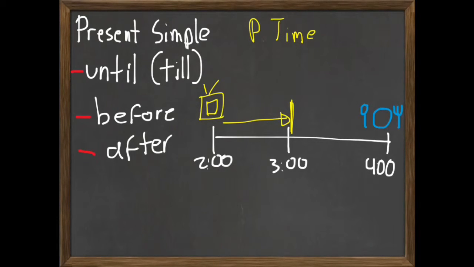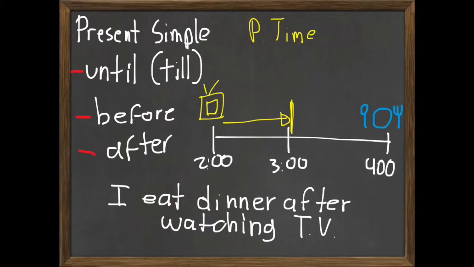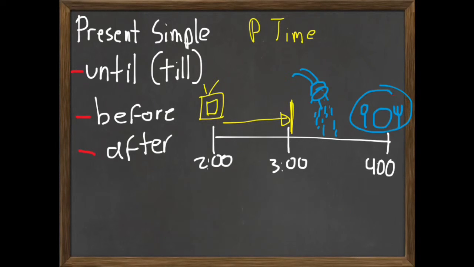If we eat dinner at 4 o'clock, we would eat dinner after watching TV. I eat dinner after watching TV. Here we use the present simple form of the verb to eat, but the present progressive for the verb to watch. We'll explain that later. But here we use after because eating dinner is after watching TV. Or we have already finished watching TV.